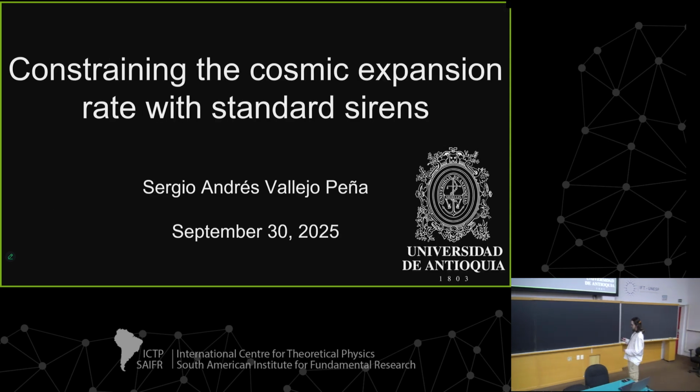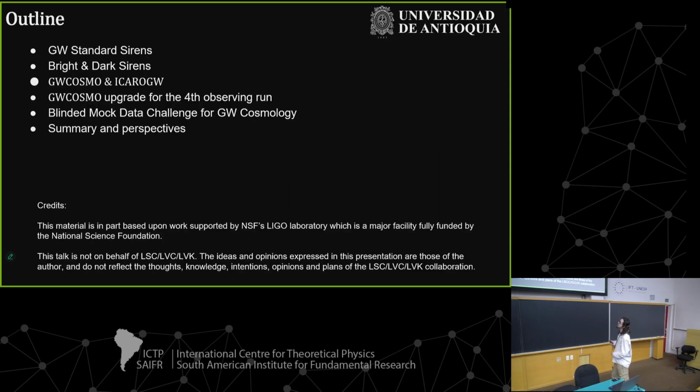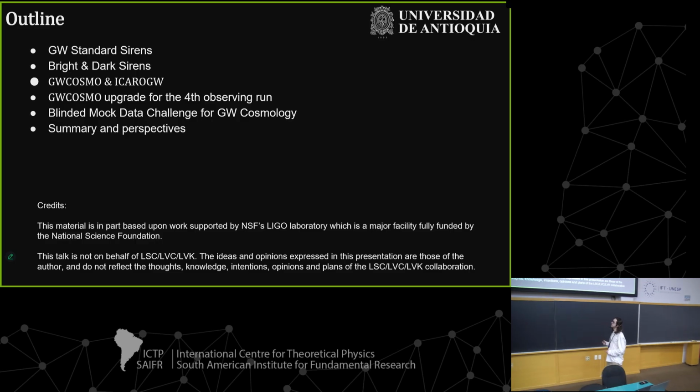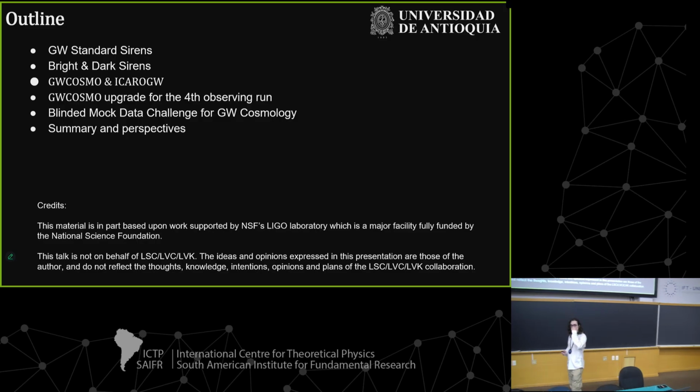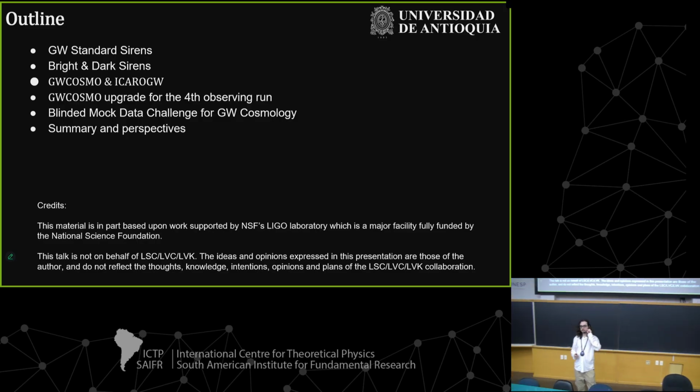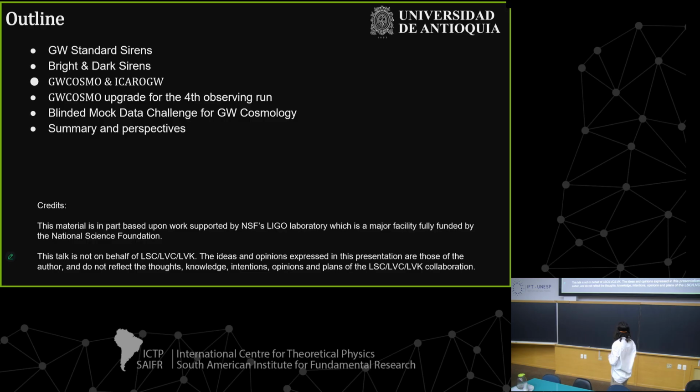So first, I'm going to discuss what exactly gravitational wave standard sirens are. Then a classification, which is basically into bright and dark sirens. And then I will discuss a little bit about the two main pipelines that are used to obtain the constraints on the cosmological parameters by the LIGO-Virgo collaboration, which are GW Cosmo and Icaro GW.